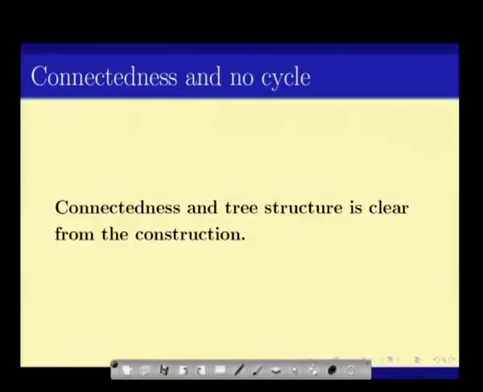What about the tree structure, or in other words, will there be a cycle? It cannot be, because every time I am picking an edge from one vertex which I have seen before to one which I have not seen before.